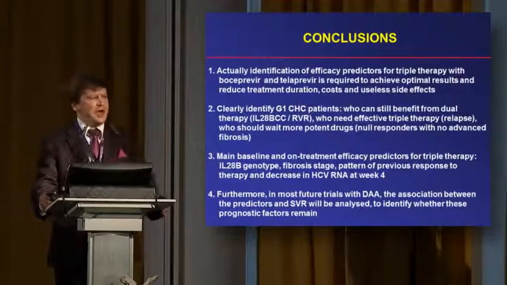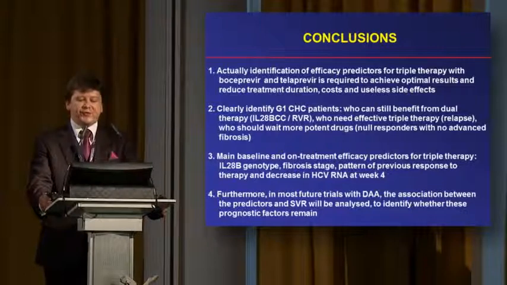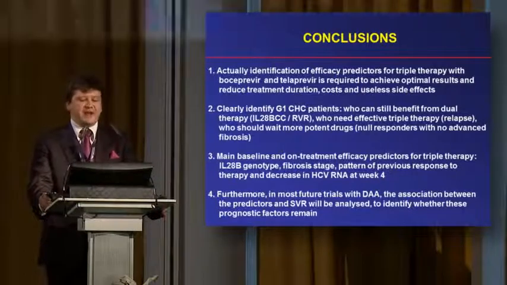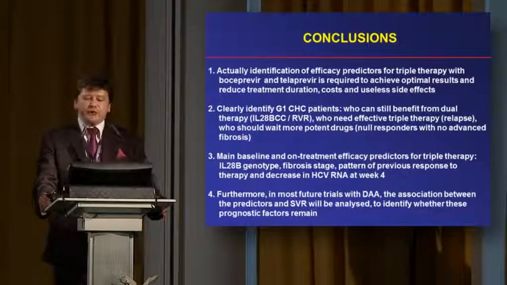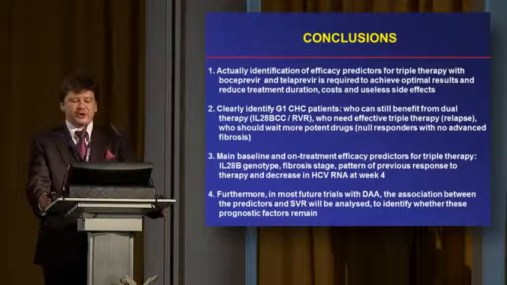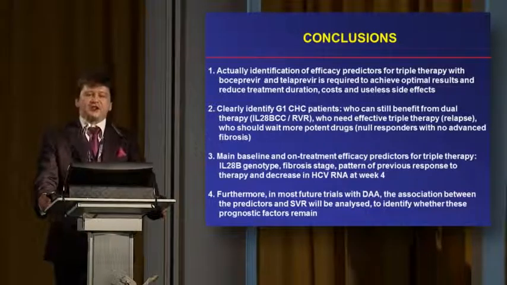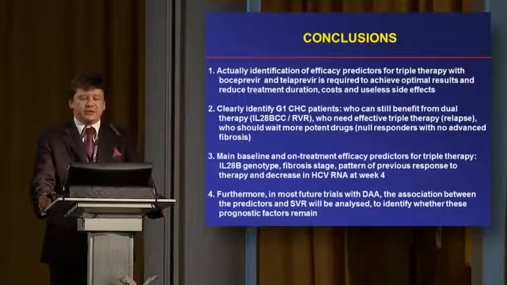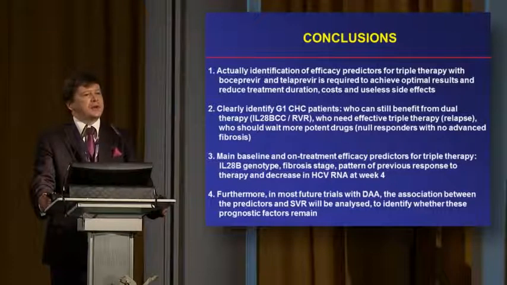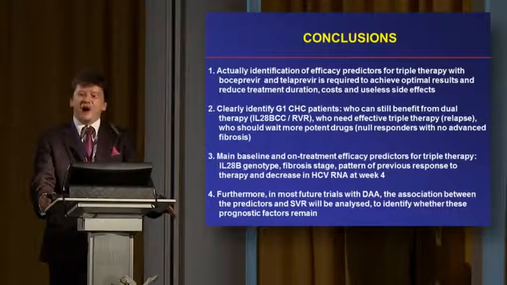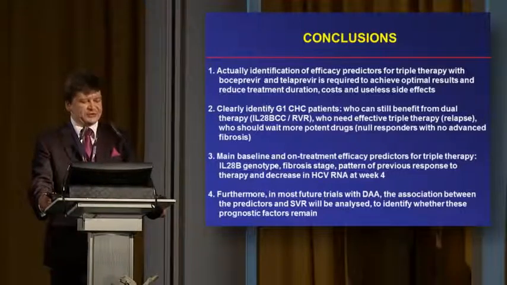In conclusion, identification of efficacy predictors for triple therapy with boceprevir and telaprevir is required to achieve optimal results and reduce treatment duration, cost, and useless side effects. We should clearly identify genotype 1 hepatitis C patients, first, who can still benefit from dual therapy, for example, CC genotype; second, who need effective triple therapy, for example, relapsers; and third, who should wait for more potent drugs, null responders with no advanced fibrosis.